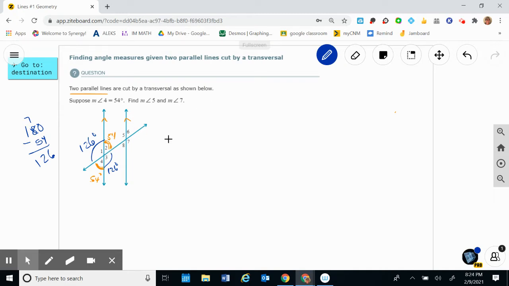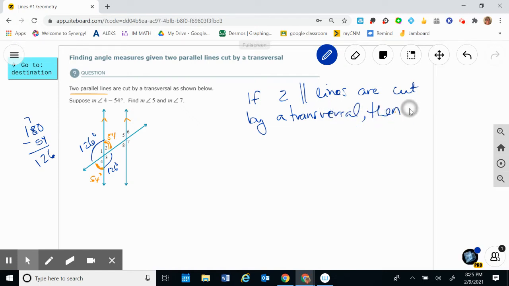What you need to know is, if two parallel lines, and write the word parallel if you don't know that means parallel, are cut by a transversal, then this is what happens, you guys. Corresponding angles are congruent. Okay, corresponding angles are congruent.